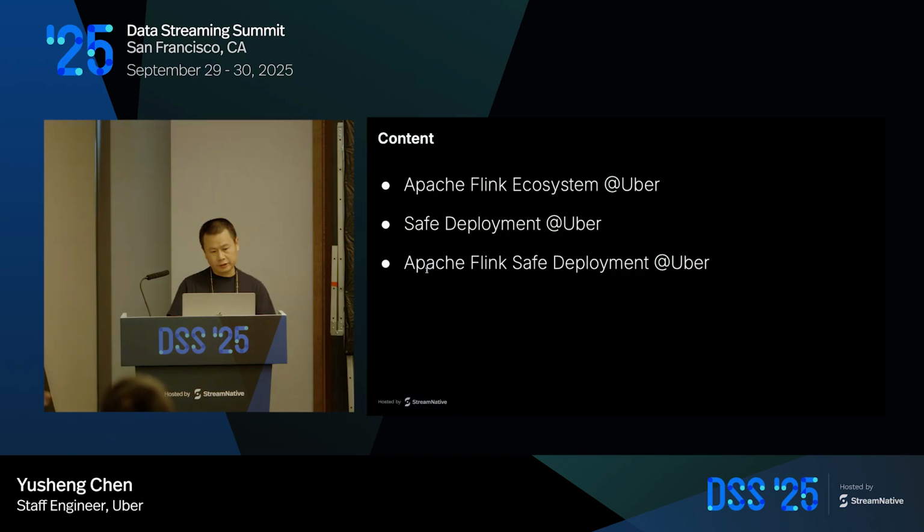So today's agenda: we're going to talk about the Flink ecosystem at Uber first, and then we're going to talk about safe deployment, including principles and the actions we are doing at Uber. And then we're going to talk in more detail about the Apache Flink safe deployment at Uber, specifically for Flink.